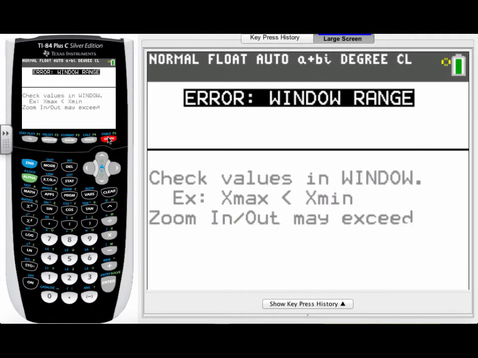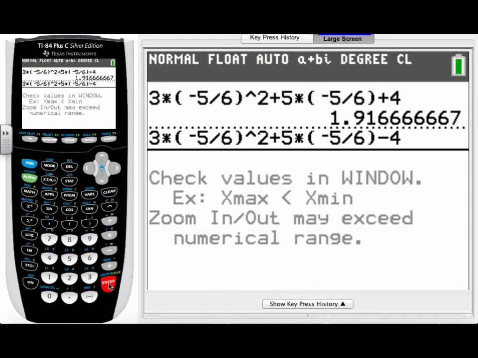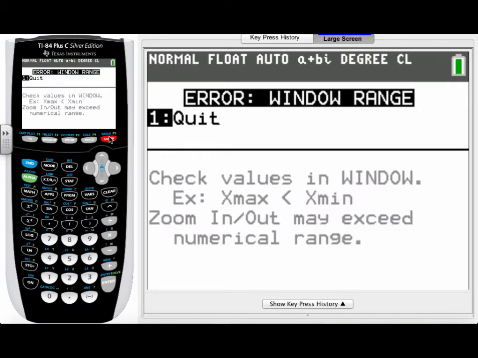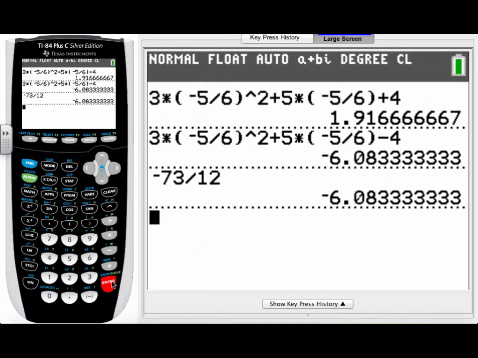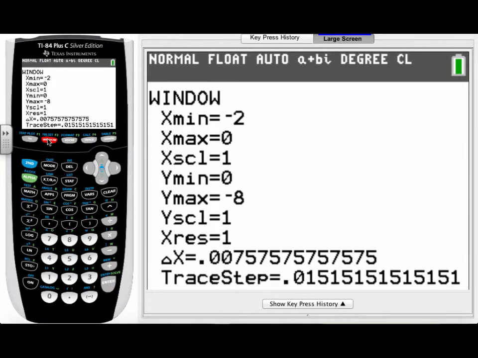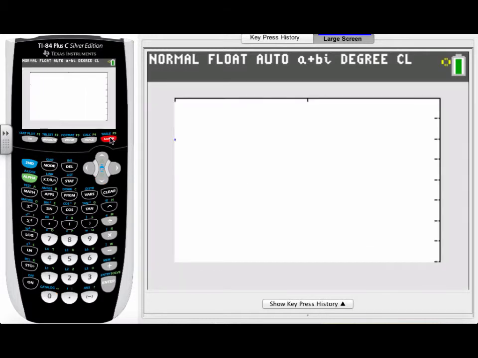So now if I hit graph, oh, I got an error because I changed the window. I shouldn't get an error. Oh, you see where my error is? I wrote it backwards. It should be -8. What's greater? 0 or -8? 0. We're not used to that. Even Mr. Adams makes mistakes. All right, there we go. Zooming in on it.